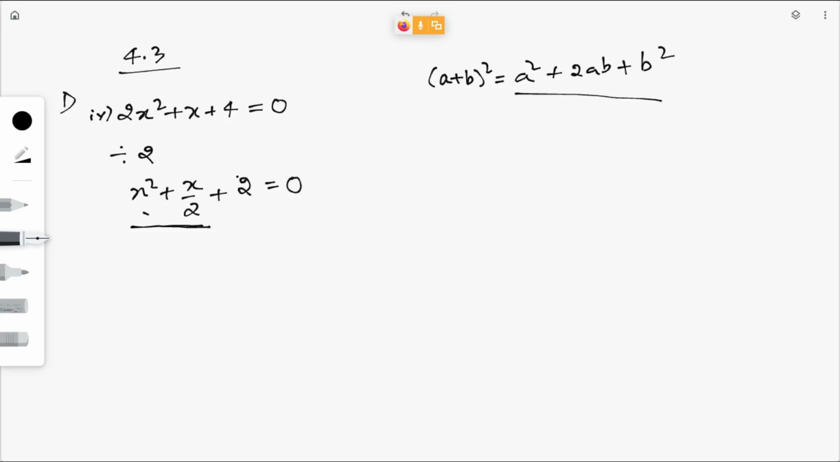You need to change it in this form. So just leave this 2 as it is. Now you need to change this x square plus x by 2 in this form. First, a square and x square are both similar, right? So I will keep this x square as it is. Don't make any changes to this x square.